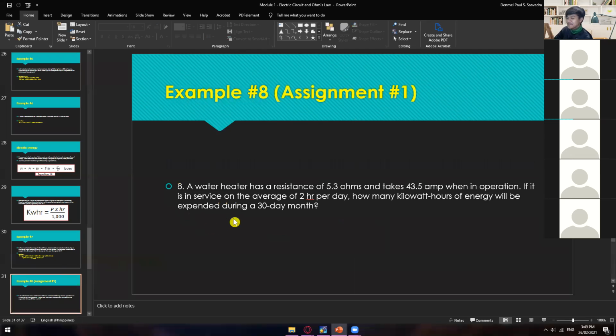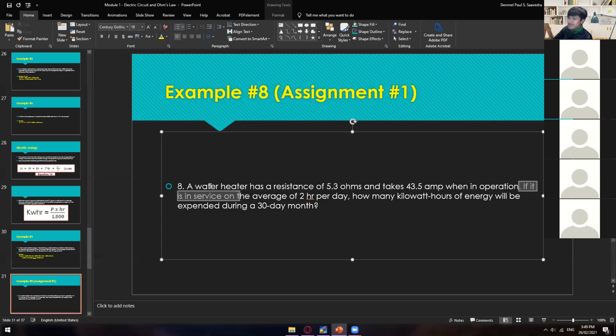So let me give you guys your first assignment. Supposedly, I would give this one to you as your assignment, but we weren't able to reach this part. So example number 8 will be your assignment number 1. A water heater has a resistance of 5.3 ohms and takes 43.5 amp when in operation. So as you guys can see, super easy. Only one appliance. So if it is in service on the average of 2 hours per day, how many kilowatt hours of energy will be expended during a 30-day month?